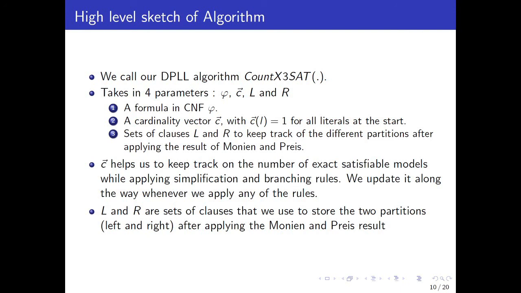So the cardinality vector C helps us to keep track of the number of exact satisfiable models while we apply simplification and branching rules. And we update this cardinality vector along the way whenever we apply any of these rules. L and R are sets of clauses that we use to store the two partitions, where L denotes left and R denotes right, after applying the Monien and Preis result as stated in the previous slide.